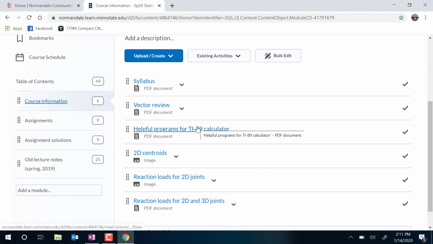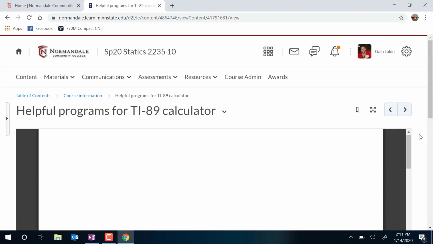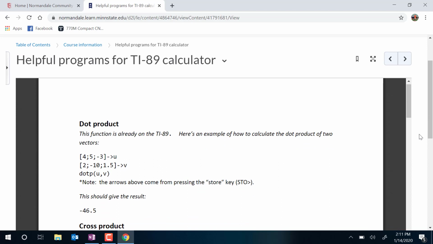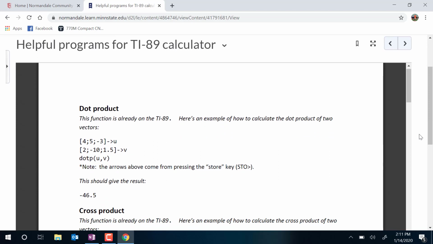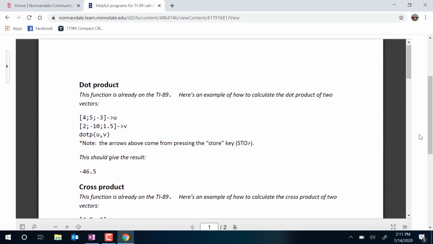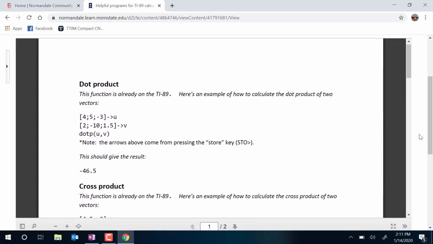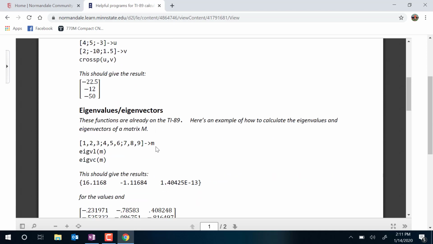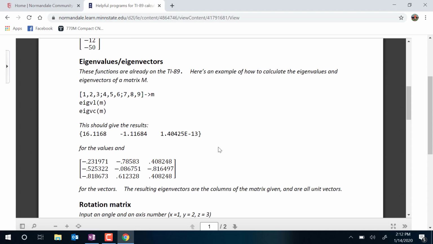There are also some programs for a TI-89 calculator. You're going to need a graphing calculator of some kind that's going to do vector calculations for you. You don't normally want to do vector and matrix calculations by hand. It's not the worst thing in the world with just vector stuff, but this is a lot easier. It tells you how to use your calculator to do the dot product, cross product. If you have a calculator that does eigenvalues and eigenvectors, how to do those. We won't need that in statics.